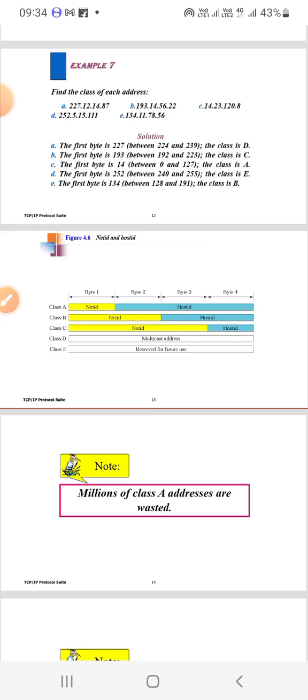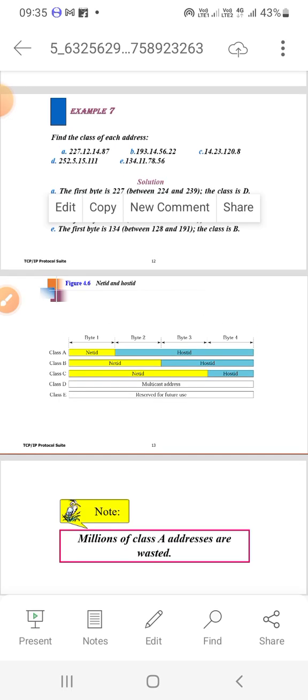In class B, the first 2 bytes are used for net ID. The remaining 2 bytes are used for host ID. In class C, the first 3 bytes are used for net ID. The remaining 1 byte is used for host ID. Class D is used for multicasting. Class E is reserved for future use and research purposes.